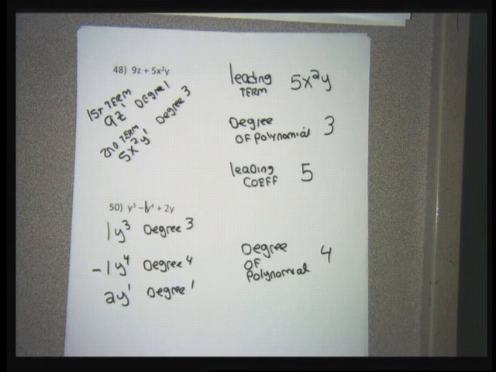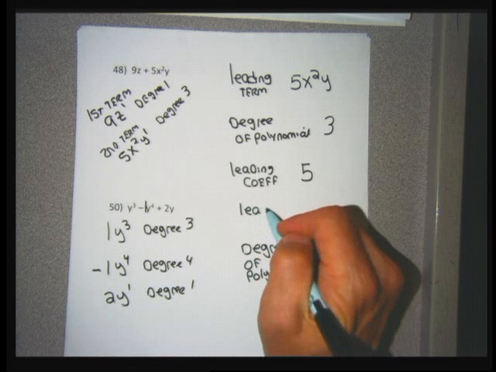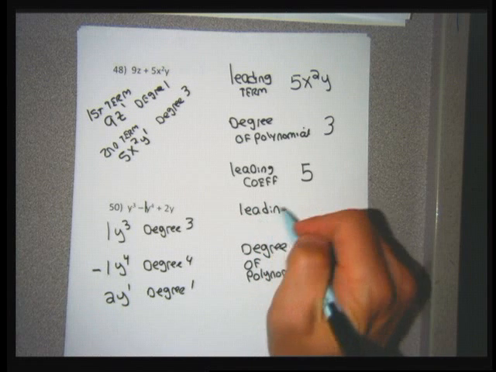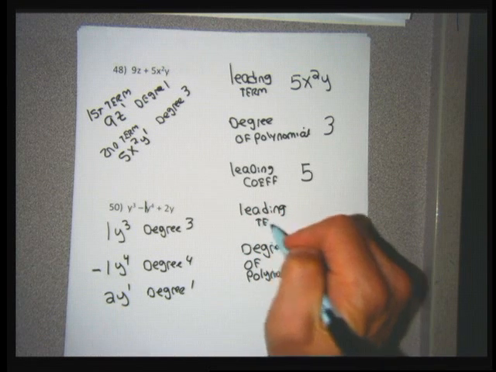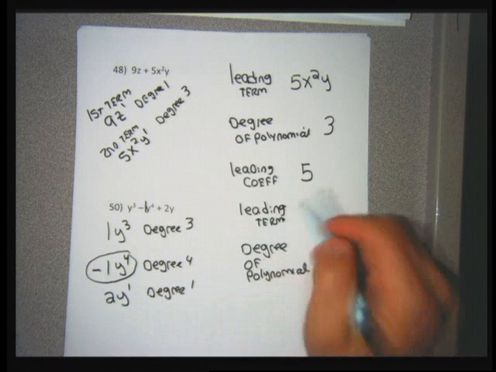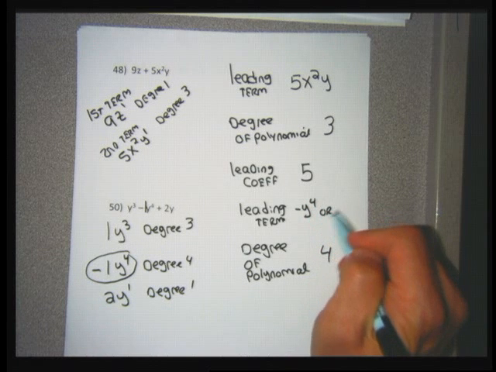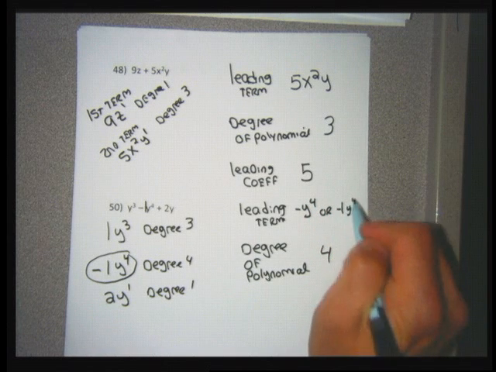Once I know the degree of the polynomial, I'll know the leading term. It's the term that had that degree. And in this problem, you need the negative sign, but you don't need the 1. You could write negative y to the fourth, or you could write negative 1y to the fourth. They both would be okay.